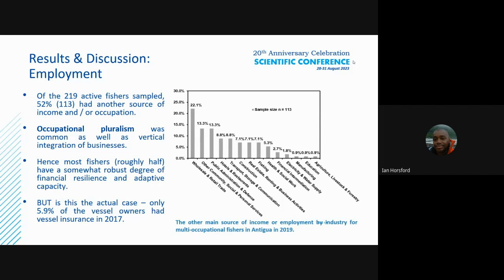So roughly a half of the fishers have a somewhat robust degree of financial resilience and adaptive capacity. Now, that is what the information suggests, but then when you look at other things, say for instance, insurance in the sector, in the case of Antigua and Barbuda, roughly 66% of the vessels were insured in 2017. So when you take climate change into consideration, the impacts of hurricanes, you realize this can change in a second.